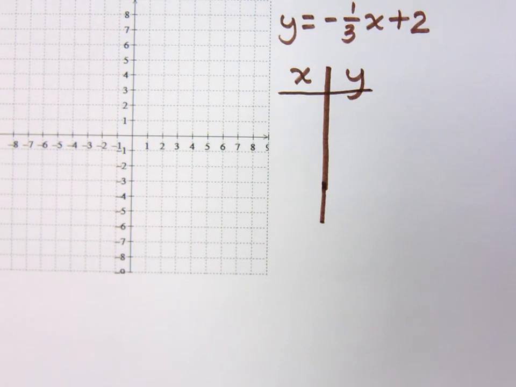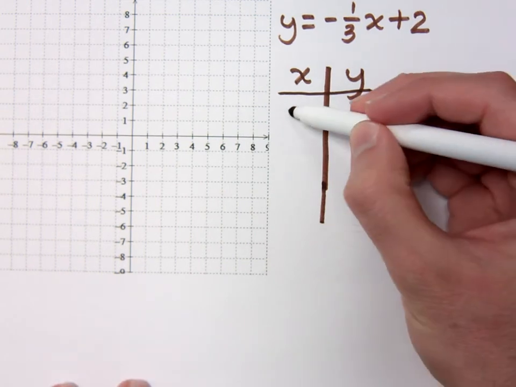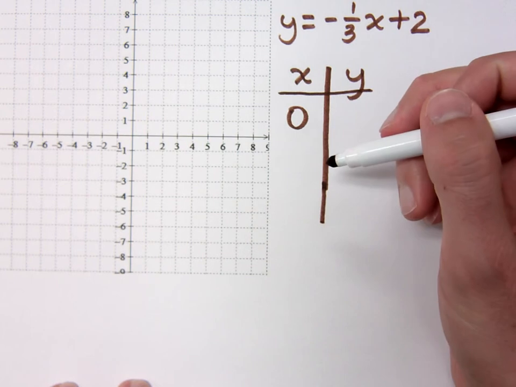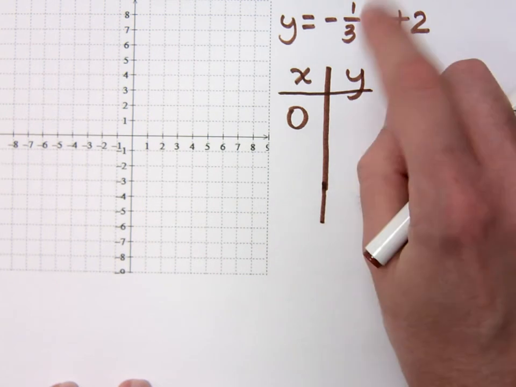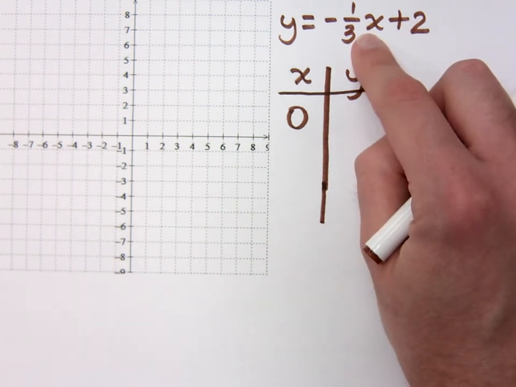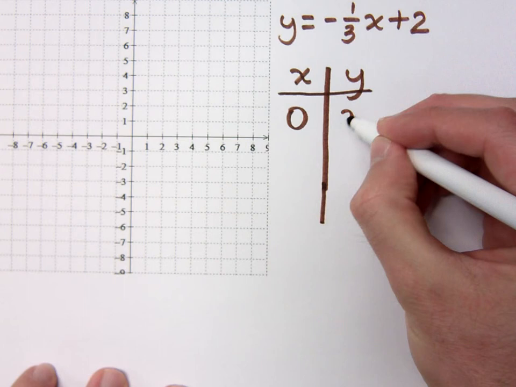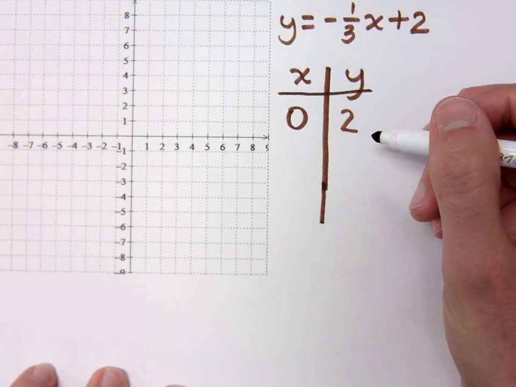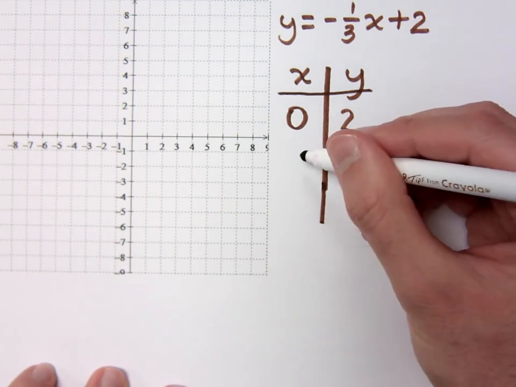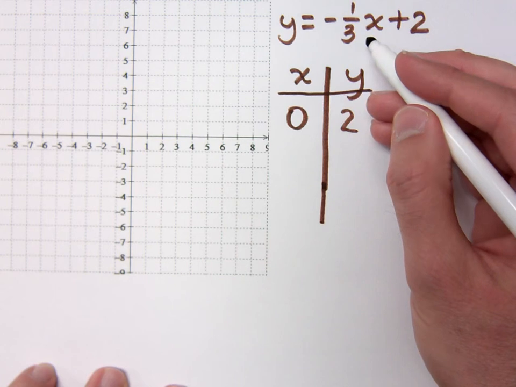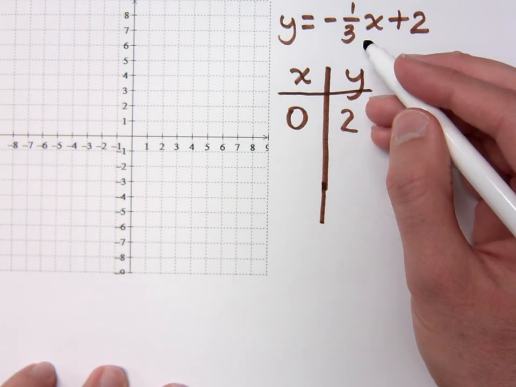Is it always going to be the best thing for you? No. Now 0 I think is always a good number to plug in, because that's a lot of work that you don't have to do. If I plug in 0 for x, what's 0 times negative 1/3? 0, and 0 plus 2 is just 2. So you didn't have to worry about the fraction there. But if I were to plug in 1, I'm going to have a fraction, right?